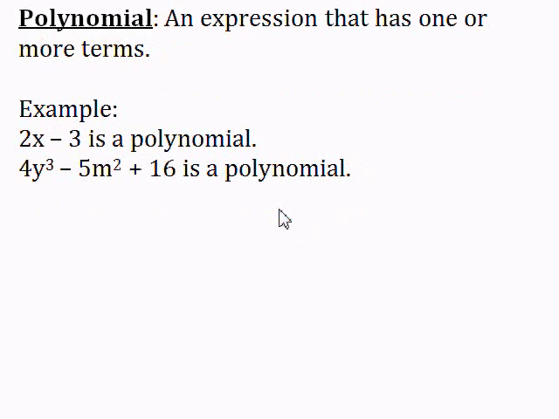And polynomial. A polynomial is an expression that has one or more terms. For example, 2x minus 3 is a polynomial because it has two terms. 4y to the third minus 5m squared plus 16 is a polynomial because it has three terms. So anytime we have an expression with one or more terms, it is a polynomial. While we will not see this in this course, it is useful to note that polynomials can never have a letter in the denominator of a fraction.